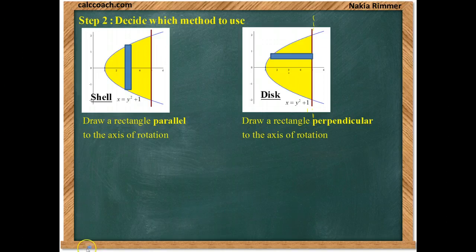When your rectangle is vertical and moved horizontally, then you're in the variable x. When your rectangle is horizontal and moved vertically, then you're in y. Now let's take a look at the shell method and see how far that would go. The formula for shell would be that we need to find the radius and find the height, and then plug into the formula that's above there.